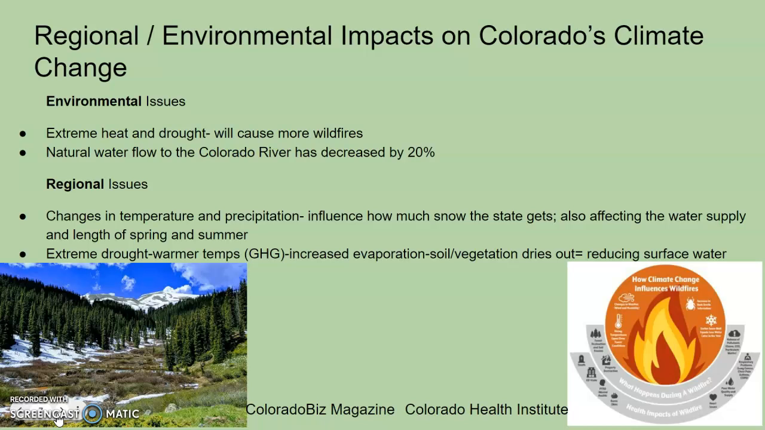The warmer temperatures are triggering seasonal precipitation to occur as rainfall instead of snow. This is an important factor considering different regions of Colorado depend on the snowmelt for fresh water.